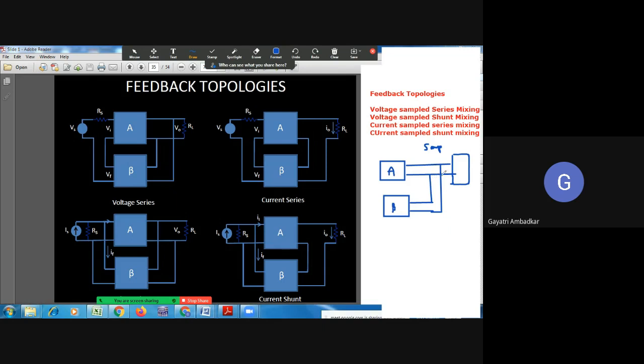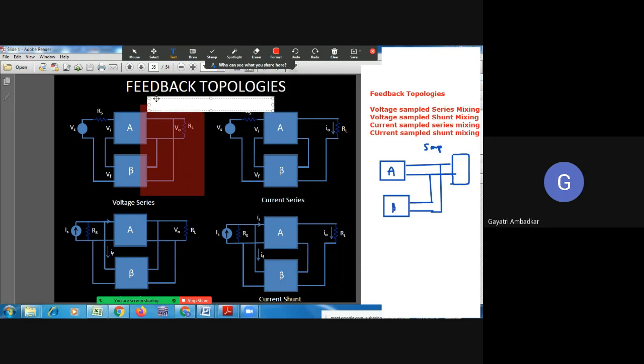And if you want series current sampling, how does current flow? Current flows in series. So whatever I had drawn, you can see it here. Look at this figure, how they are connected. Amplifier and beta network are connected in shunt here at the output side of the amplifier. So this is voltage sampling. Which sampling is this? This is voltage sampling.